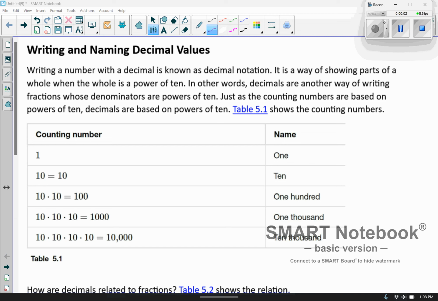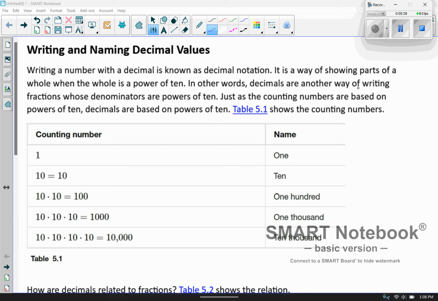Okay, now we're going to look at writing and naming decimal values. Before we do that, we're going to review place value a little bit right here. Writing a number with a decimal is known as decimal notation. It is a way of showing parts of a whole, where the whole is a power of 10. In other words, decimals are another way of writing fractions whose denominators are powers of 10.